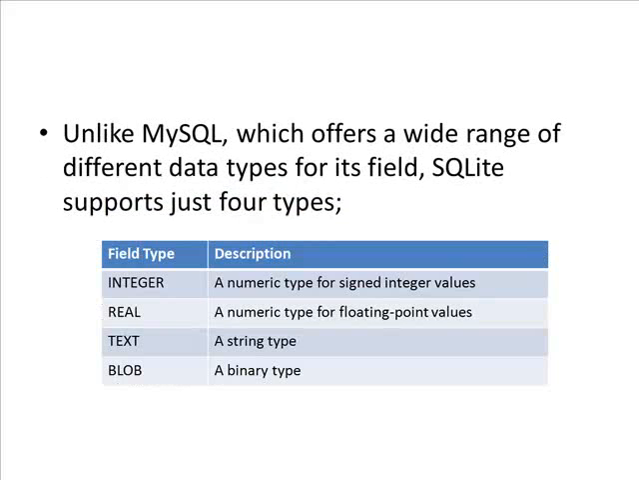Unlike MySQL, which offers a wide range of different data types for its fields, SQLite supports just 4 types. Integer, a numeric type for signed integer values. Real, a numeric type for floating point values. Text, a string type. Blob, a binary type.